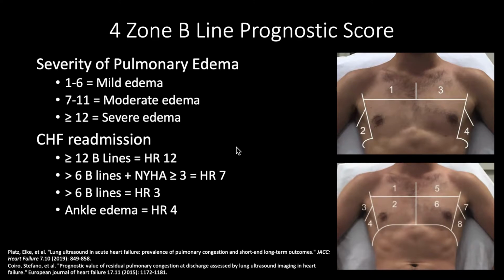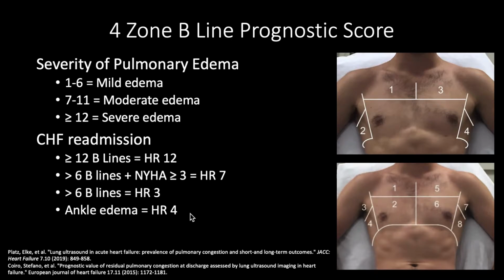If you go home with 12 or more B-lines, you're 12 times more likely to come back to the hospital for CHF. If you go home with 6 B-lines and you're still short of breath walking around the room, otherwise known as New York Heart Association Class 3 heart failure, you're 7 times more likely to come back to the hospital. If you're not that short of breath, but you still have 6 B-lines, you're 3 times more likely to come back to the hospital. And don't forget about the peripheral edema. If you have 2+ ankle edema or more, you're 4 times more likely to come back with CHF.